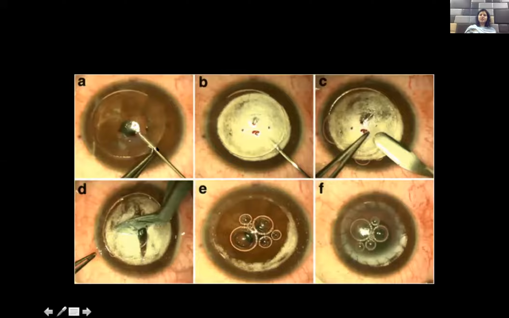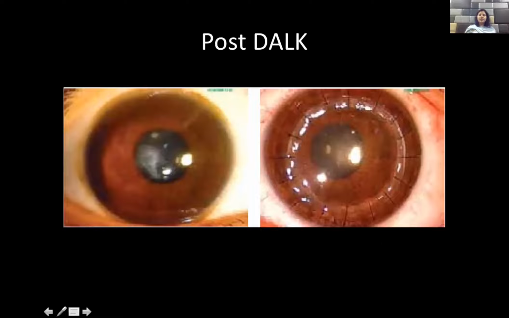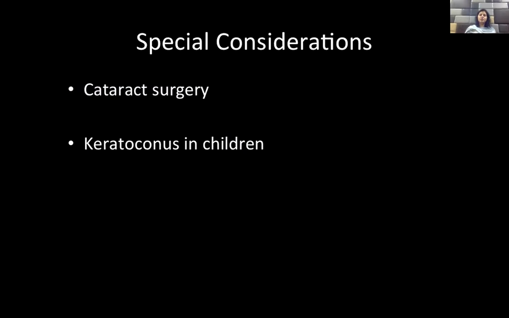So just a representation of the DALK procedure, you require a needle to be put into the stroma, and with that you inject and create these bubbles which separate the stroma from the overlying anterior stroma, and then you dissect out the tissue. So here in this picture, you can make out that there is air in the anterior chamber and there's a covering of Descemet's membrane over that. And after that, you take a similar tissue from the donor and you suture it onto the bed. So post DALK again, vision is quite good and rejection rates are much lower.